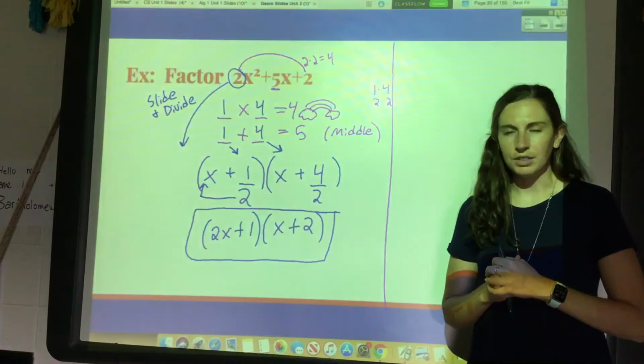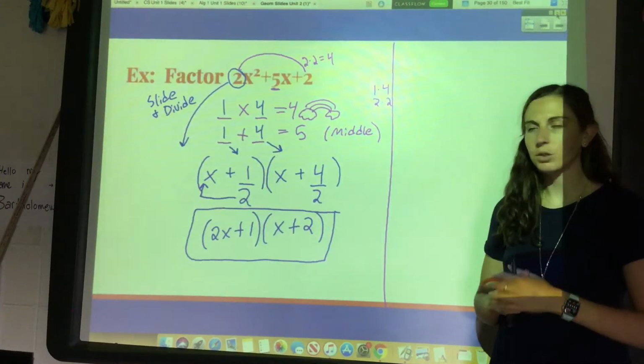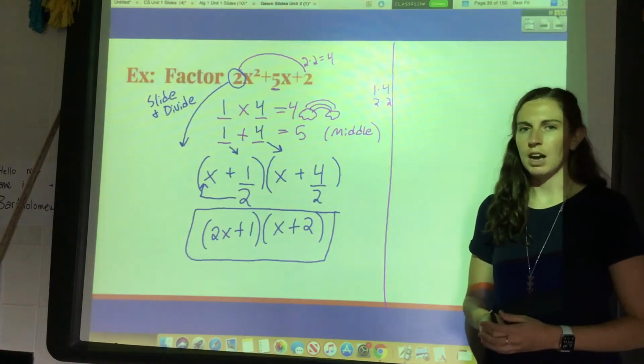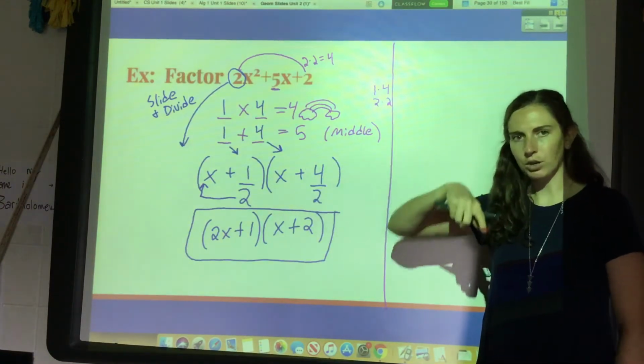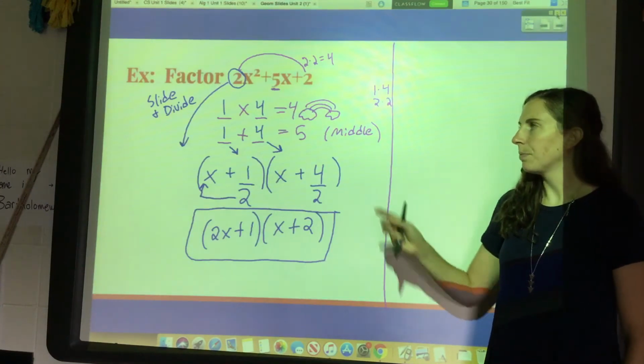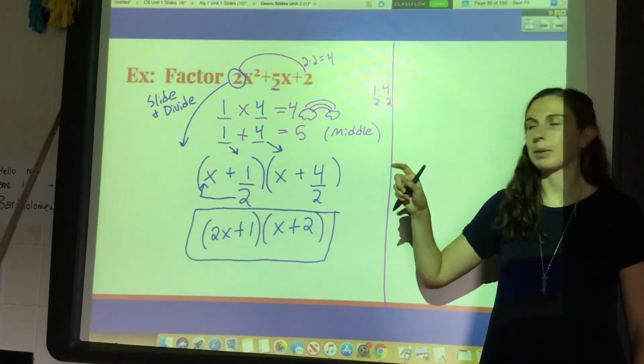So I want to show you a different way that you might want to use to factor three-term expressions. If you like the rainbow and divider slide, that's fine, stick with that. But I'm going to show you how to do it using grouping method.